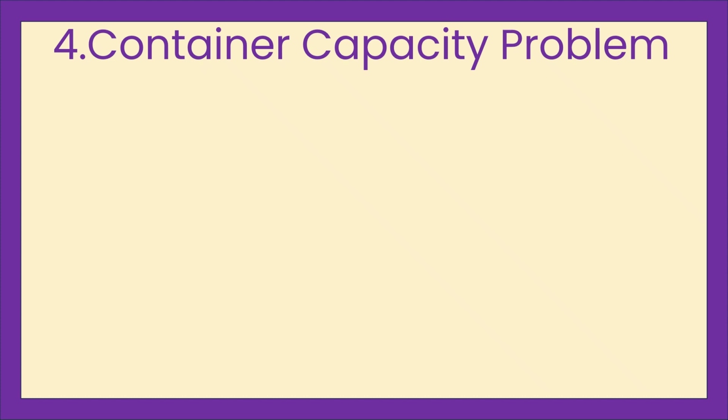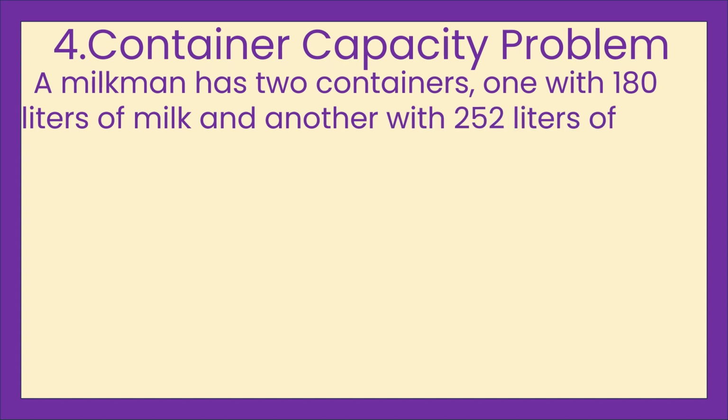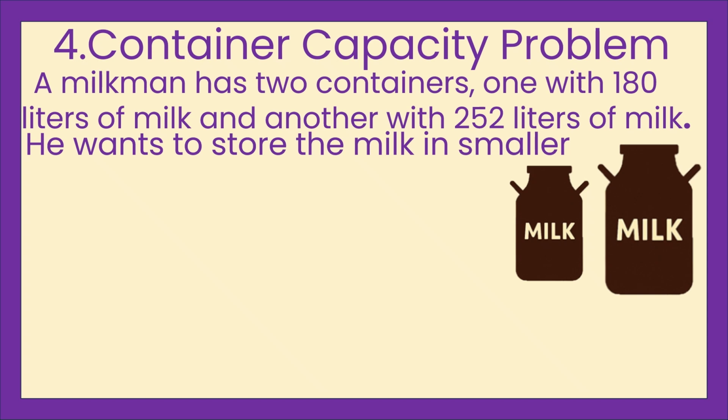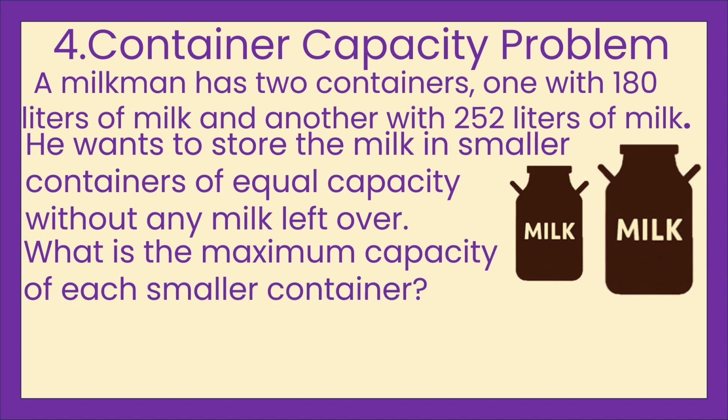Now it's your turn. A milkman has two containers, one with 180 liters of milk and another with 252 liters of milk. He wants to store the milk in smaller containers of equal capacity without any milk left over. What is the maximum capacity of each smaller container? Think carefully. Look at the words equal capacity and no milk left over.